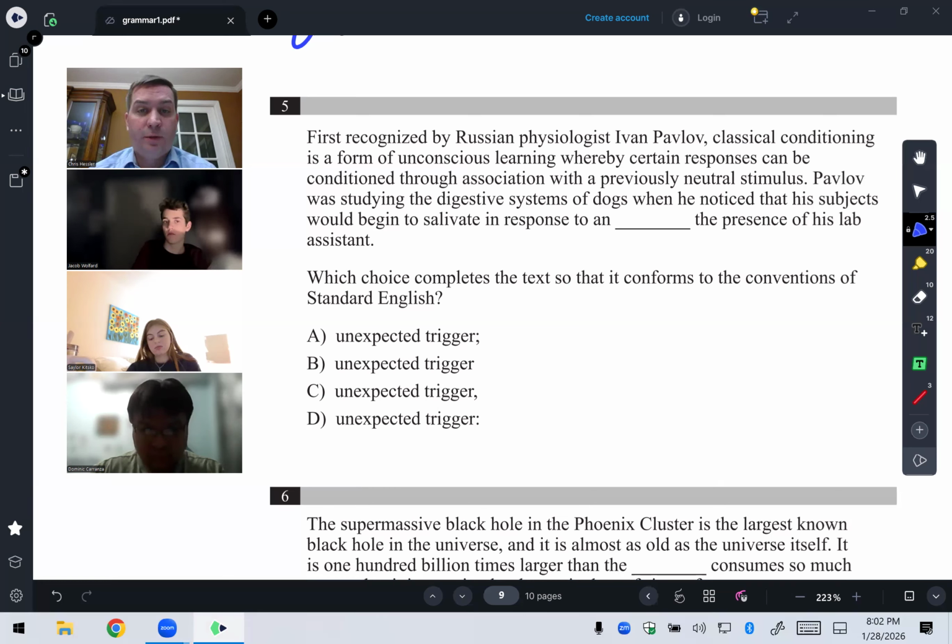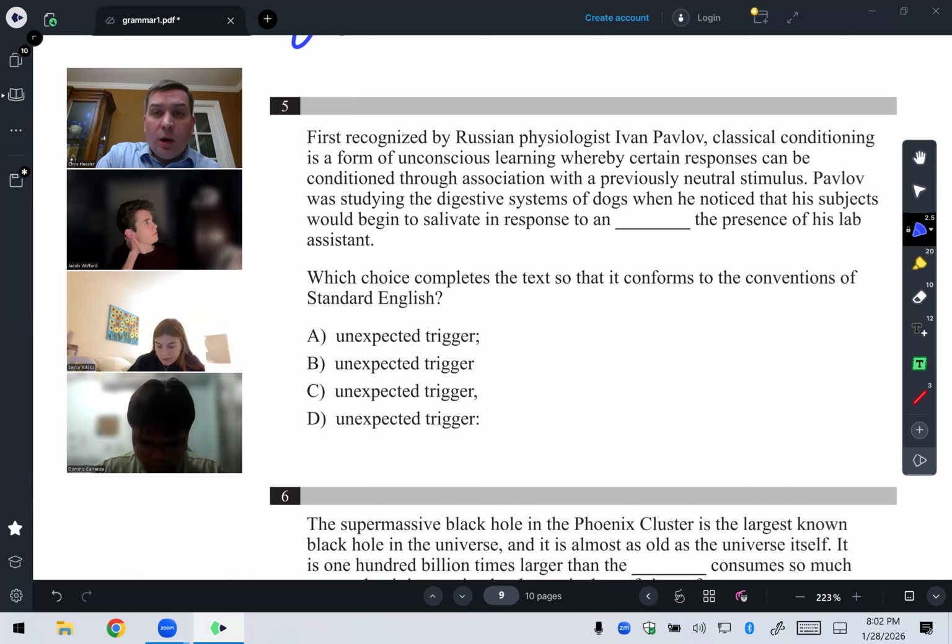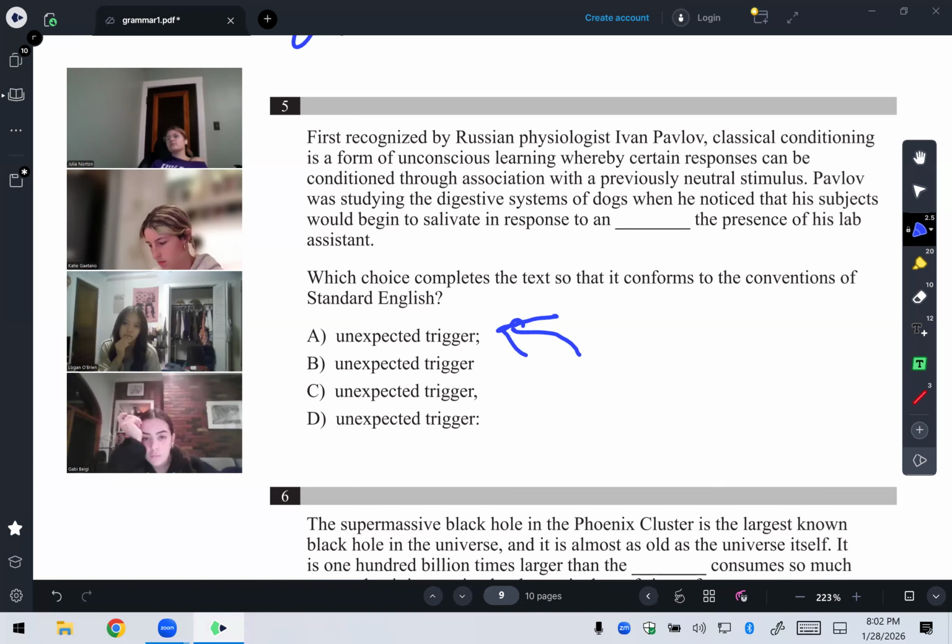Okay, so we have some options here. We have no punctuation, we have comma, semicolon, or colon. Why can't we use the semicolon? Anyone tell me? Anyone want to chime in? Just it won't work. There's a better choice. Gabby's raising her hand. You don't have to raise your hand. You can just shout it out.